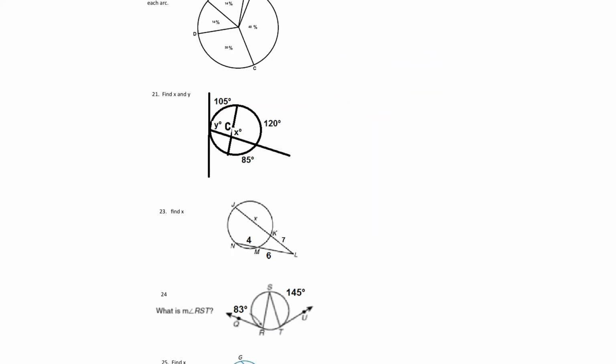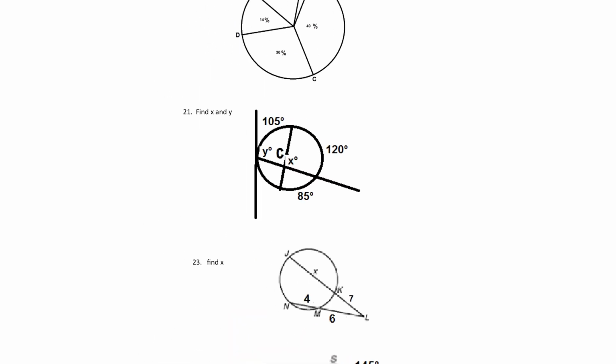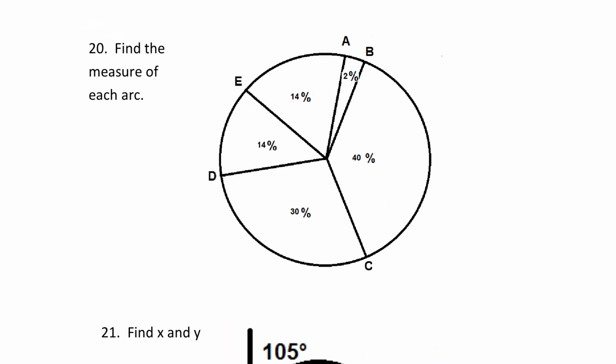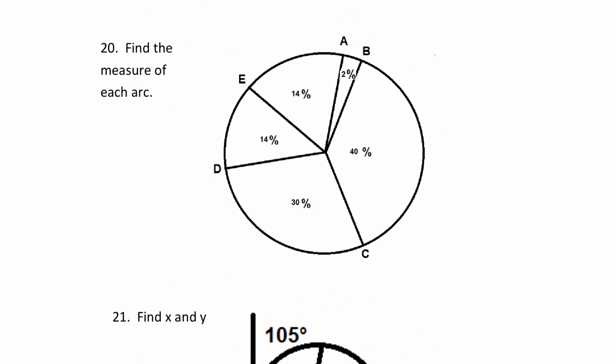All right, moving on. Okay, this says find the measurement of each arc. I'm just going to do a couple of these. So the way this circle is split up, you can see it's split up in percentages, not in degrees. So I want to know how many degrees each slice is.